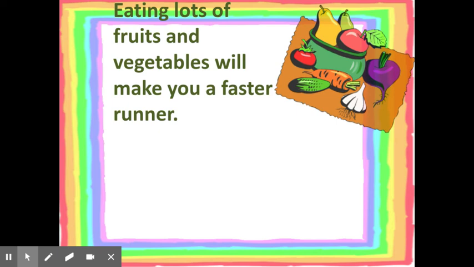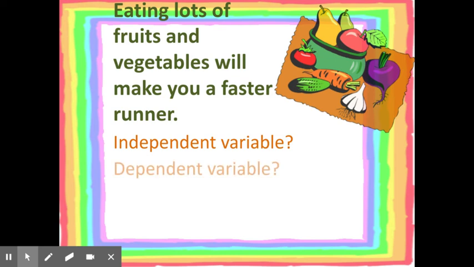Eating lots of fruits and vegetables will make you a faster runner. Independent variable? If you guessed eating lots of fruits and vegetables, then you are correct. And what's the effect or the dependent variable? If you answered run faster, that's also correct.